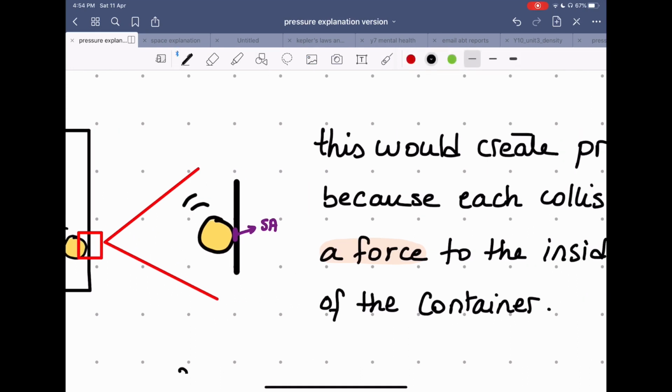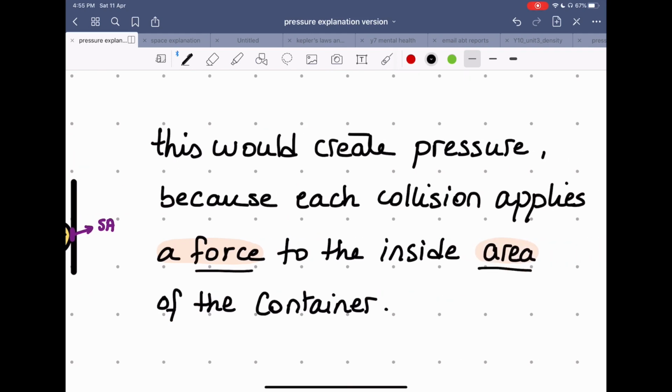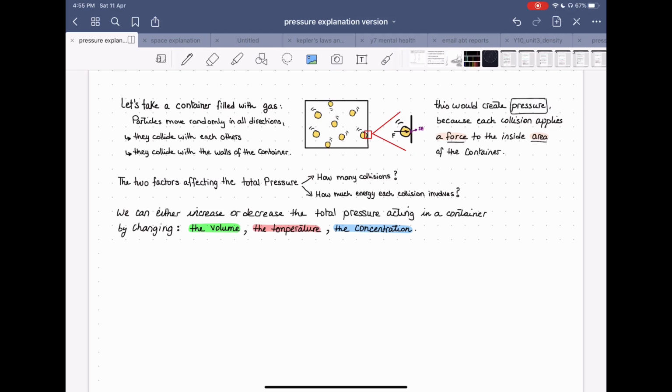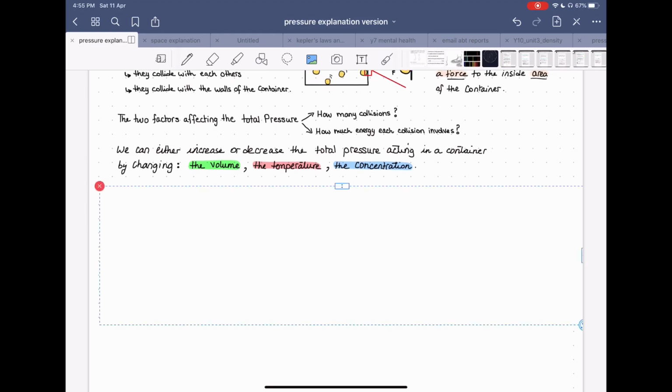And as you can see, there is a slightly small surface area in contact with the particle. And so this particle is actually exerting a force on the surface area. And since we have a force acting on a specific surface area, then we must have a pressure. And this is what causes the pressure in gases. And this pressure is actually affected by two main factors: how many collisions are happening and how much energy each collision involves. We can either increase or decrease the total pressure acting in a container by simply changing the temperature, the volume, or the concentration.